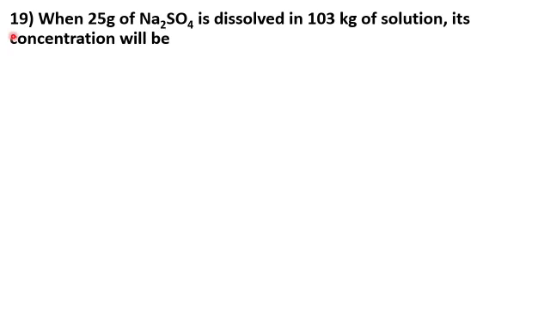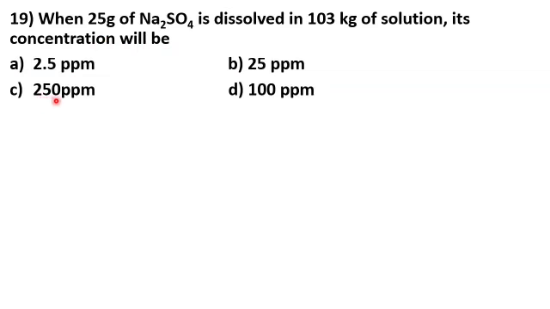Question number 19. When 25 gram of sodium sulfate is dissolved in 10^3 kg of solution, its concentration will be dash. Option A 2.5 ppm, option B 25 ppm, option C 250 ppm and option D 100 ppm.